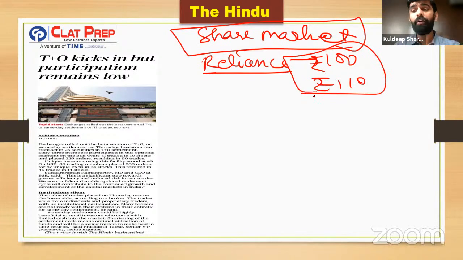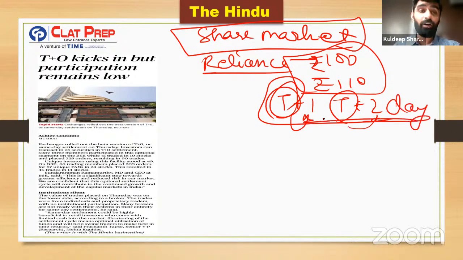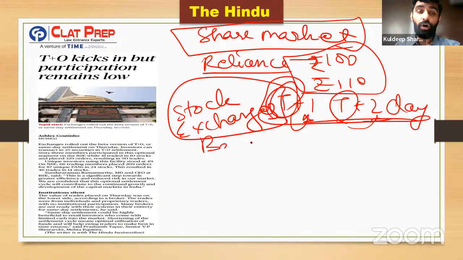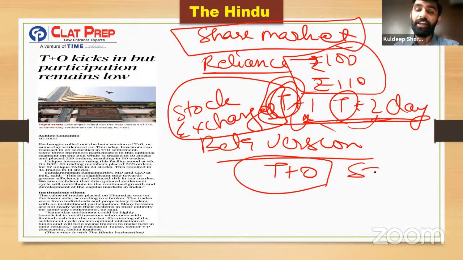Usually this whole transaction would be shown in your account and the money would be transacted in T+1 or T+2, which means the day of the transaction plus 1 day or plus 2 days. However, now the National Stock Exchange and the Bombay Stock Exchange, which list these shares, have started a beta version in which they are trying to do the settlement on the same day.